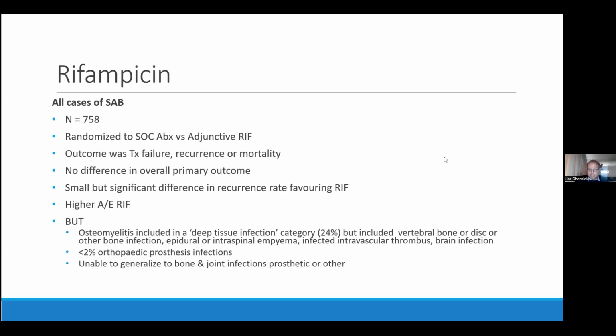In terms of prosthetic-associated infections, and this is generalizable to orthopedic prostheses and in fact endocarditis, prosthetic valve endocarditis, made up less than 2%. So again, you can't really generalize this to bone and joint infections, be them prosthetic or other associated with staph bacteremia, but certainly in the absence of a bone and joint infection with staph bacteremia with an obvious focus prosthetic implant, then there's probably no benefit for rifampicin based on this trial.